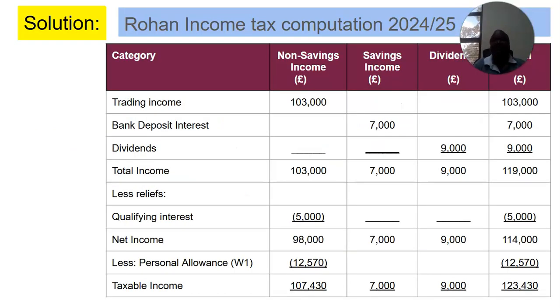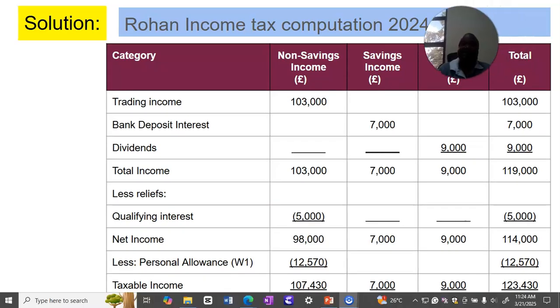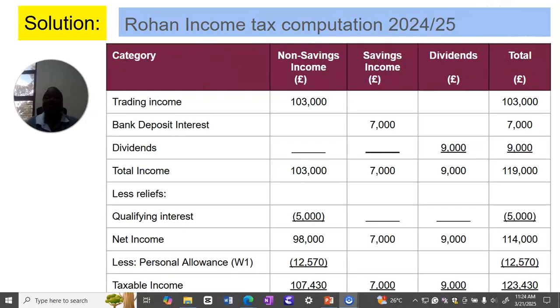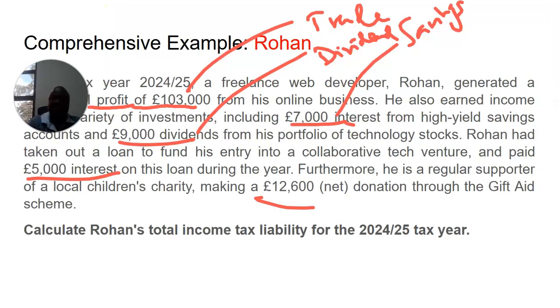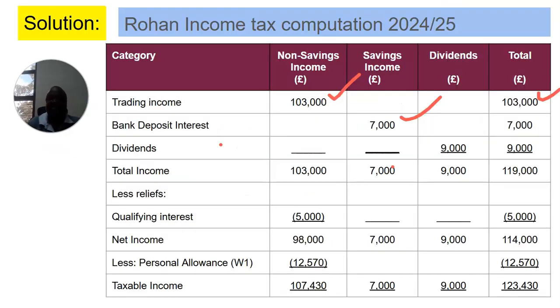Now this is our table, ladies and gentlemen, because the table is not going to help you if you do not know what these figures mean. So as we have already indicated, we have got 103,000, which is trade income or trading profits, and the total is going to be there. Then we've got bank interest, 7,000 from the question, and then 9,000 dividends, obviously, and then we total up and we get that one.